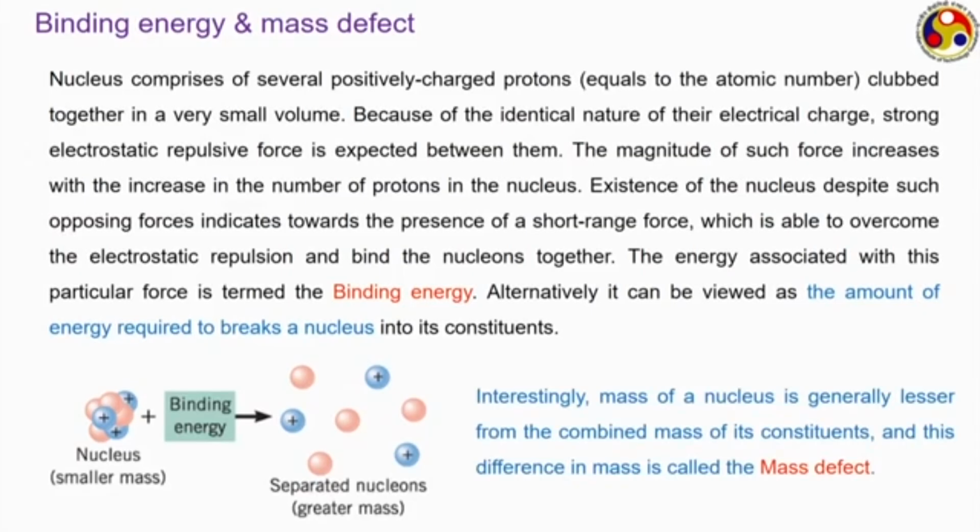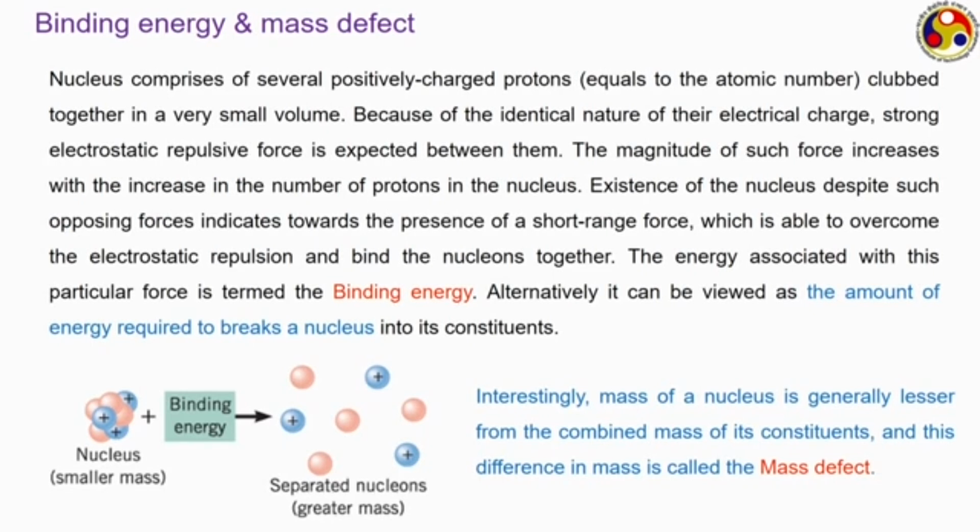Now, by providing binding energy or a higher amount of energy, if we are able to break a nucleus into its constituents, the most interesting thing to observe is that the combined mass of all these components actually exceeds the mass of the original nucleus itself, and that difference is called mass defect.